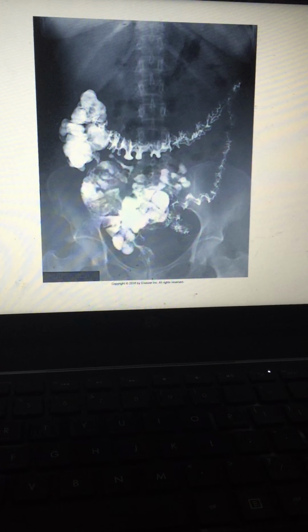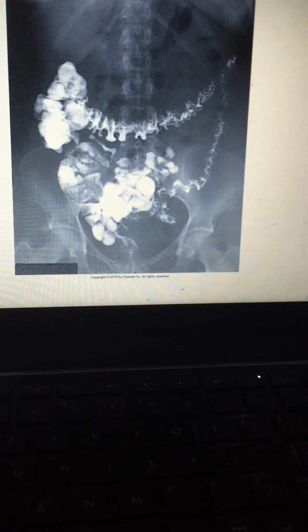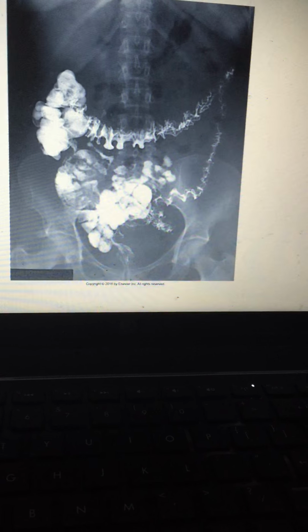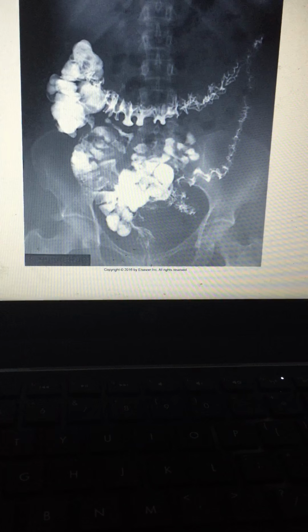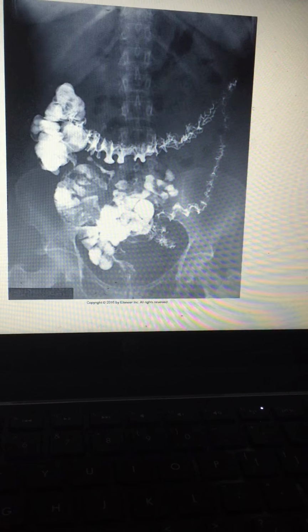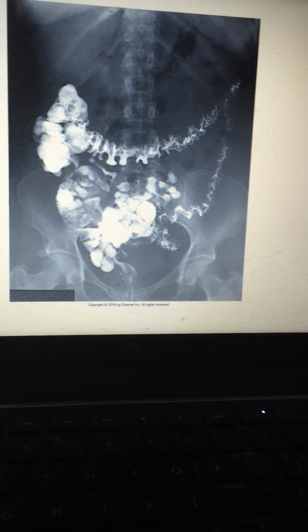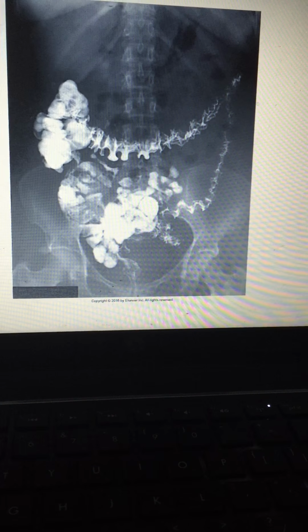And lastly we have our post-evac image, and in this image we want to take it after the patient has expelled the barium after the exam's over. And in this image we see that there is not so much barium present in the colon. And that is it.